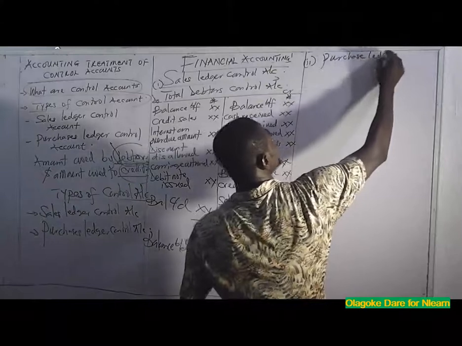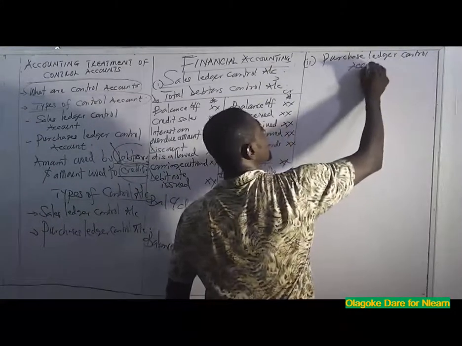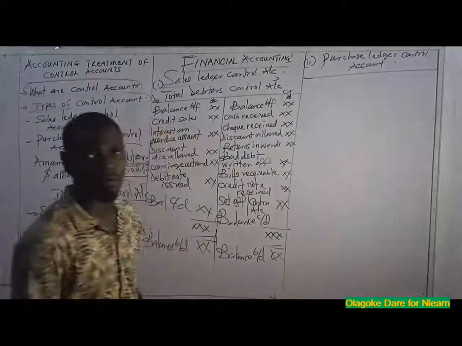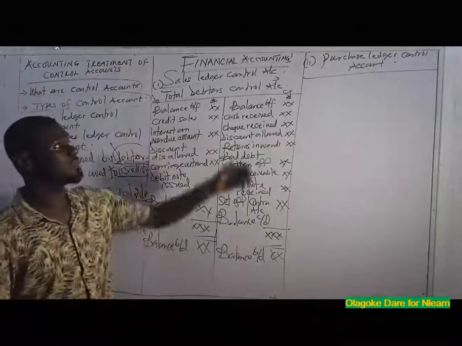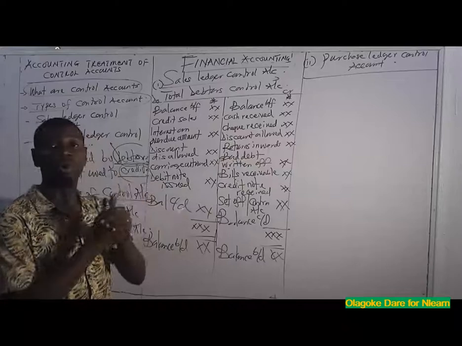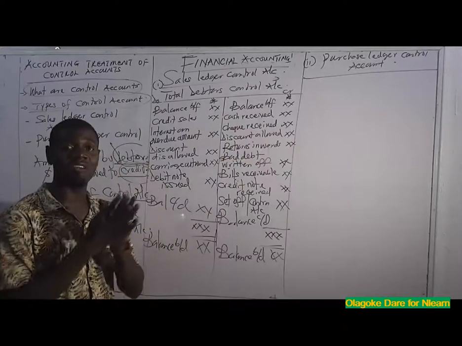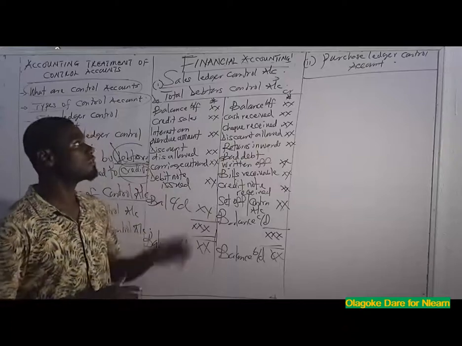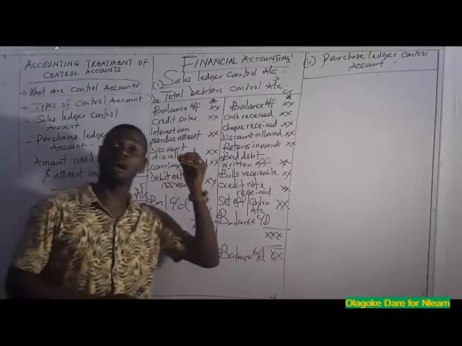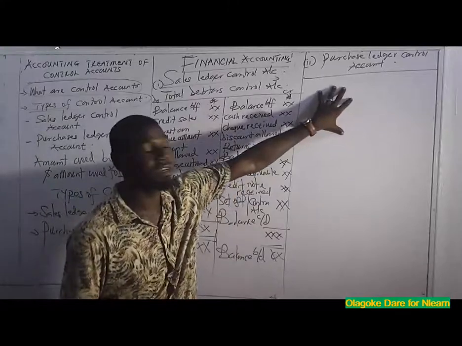purchases ledger control account. A purchases ledger control account is a control account prepared to determine the amount owed to suppliers or creditors. So it is used to determine the creditors' balance. Just the way the total debtors control account is used to determine the debtors balance, this one is used to determine the creditors balance.